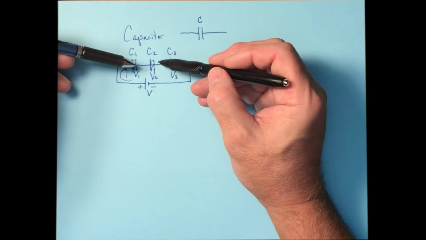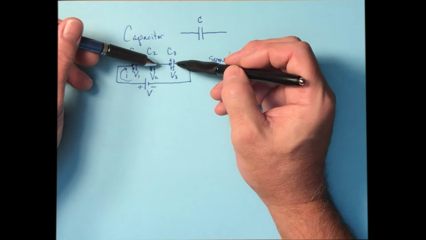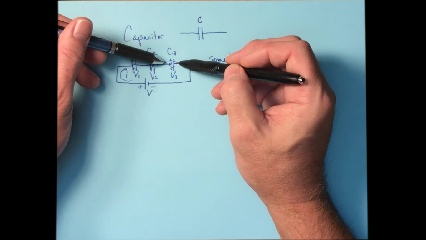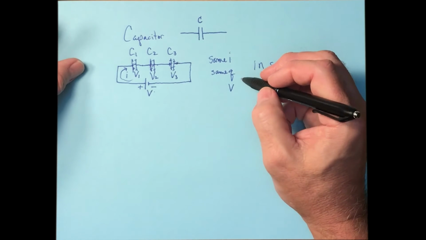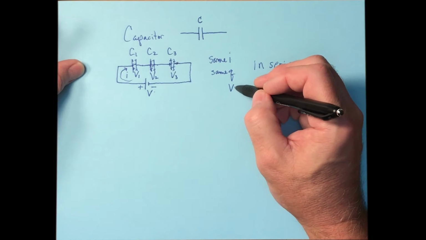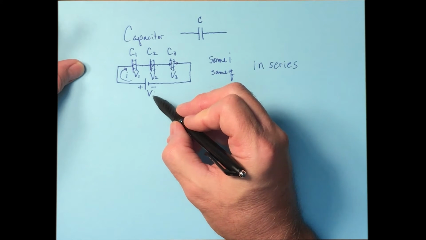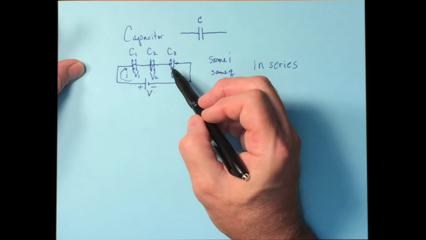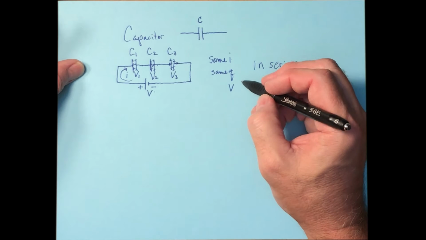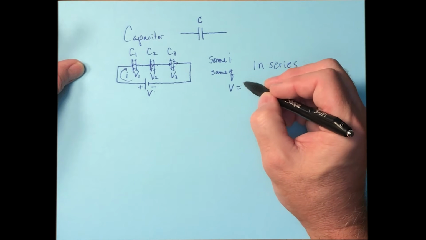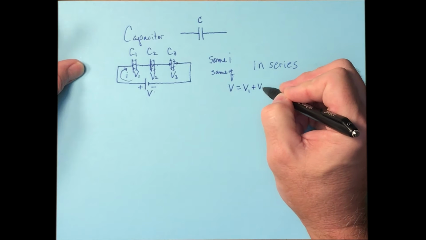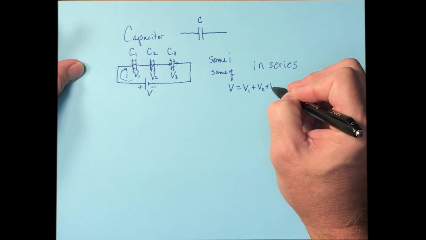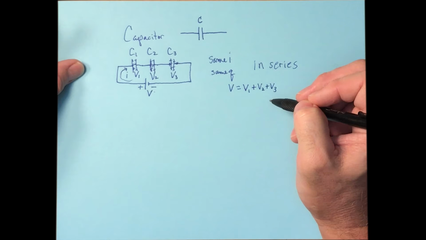This voltage here, plus this voltage here, plus this voltage here, add up to be this voltage here. So what does that mean? The voltage is divided. The voltage V for the battery is divided across these three capacitors. And it's divided in such a way so that the total voltage V is equal to the voltage across capacitor 1 plus the voltage across capacitor 2 plus the voltage across capacitor 3.